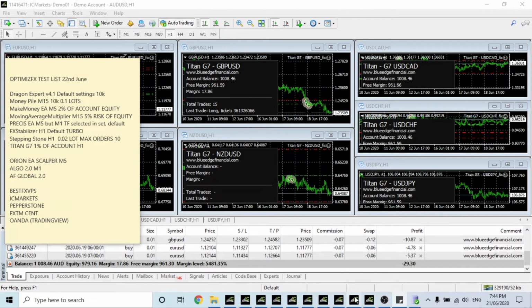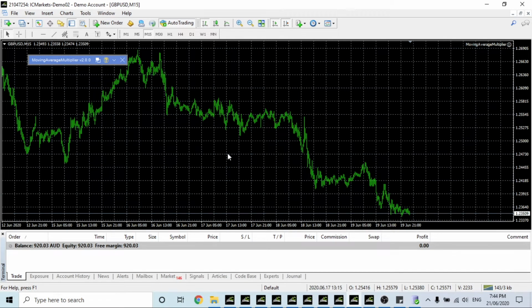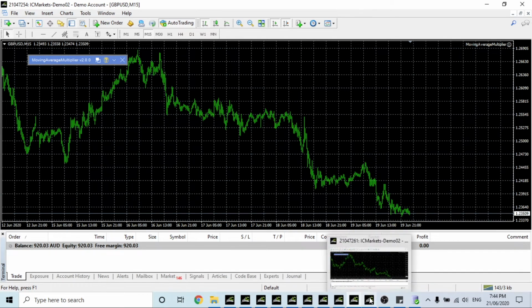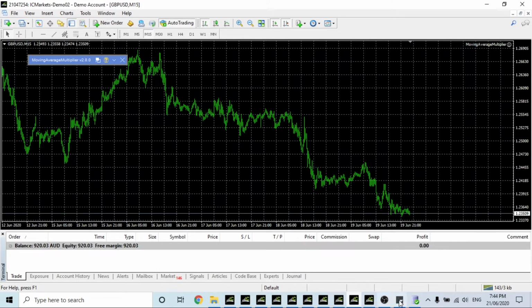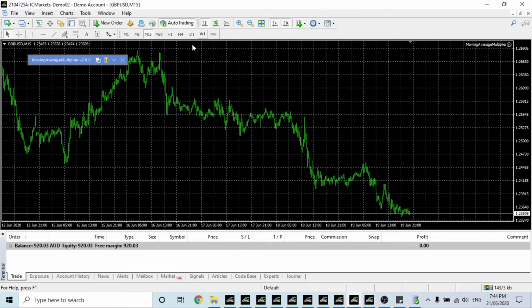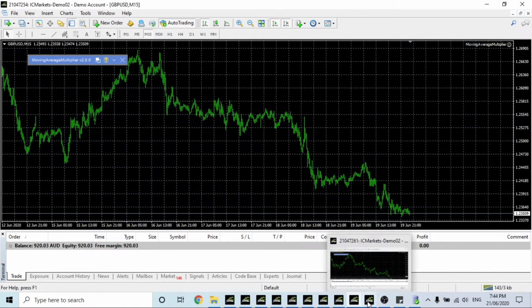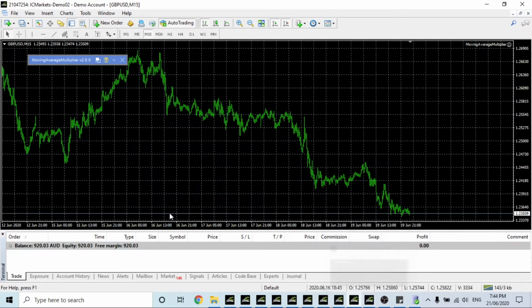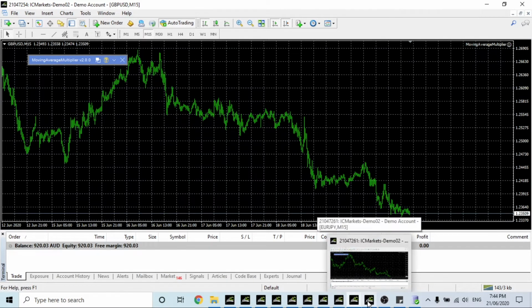Now the other two that I've got left are the moving average multipliers. These are optimized settings running. I'll show you. So M15 time frame, and it's really risky, so I'm running 5% risk of the equity on both these. So essentially each order will be 5% of the account equity each time it places an order. So we'll see how it goes, and if it goes really well, I'll definitely send it live.